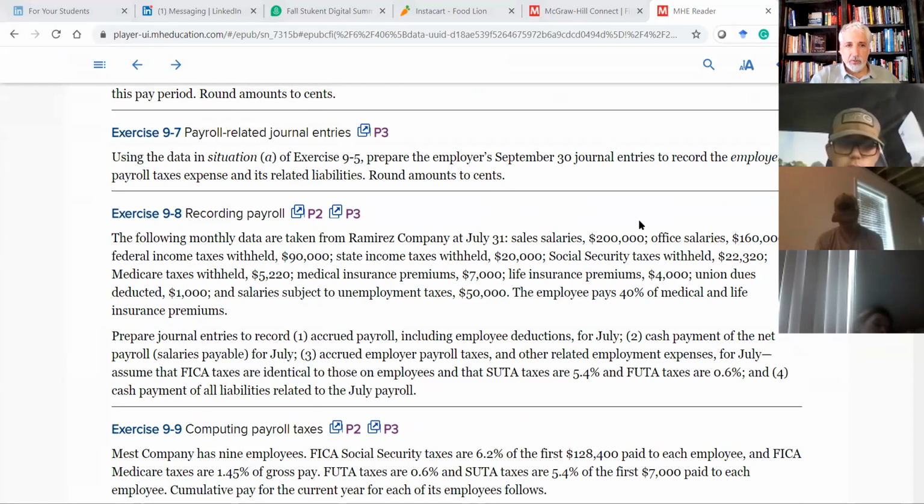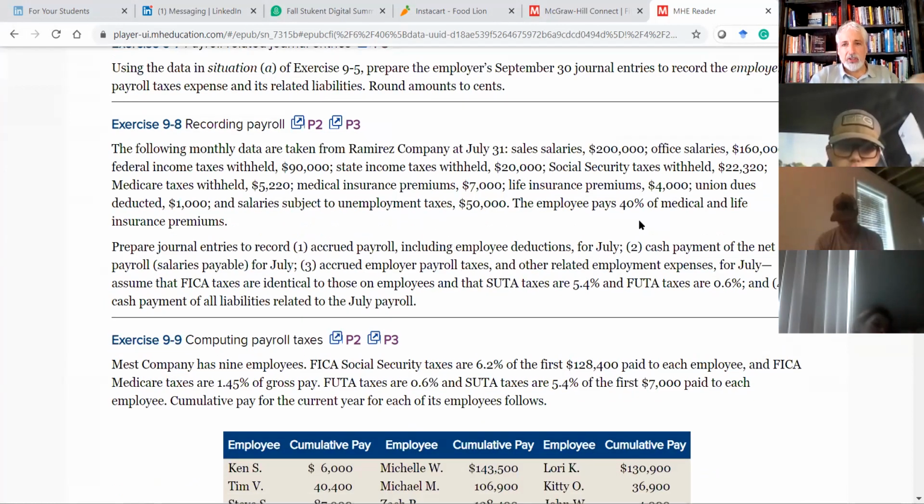Following monthly data: sales salaries, office salaries, federal withholdings, state withholdings, Social Security withheld, Medicare taxes, medical insurance premiums, life insurance premiums, union dues, salaries subject to unemployment taxes. The employee pays 40% of medical and life insurance premium. Prepare a journal entry: accrued payroll, including employee deductions for July, and then cash payment.